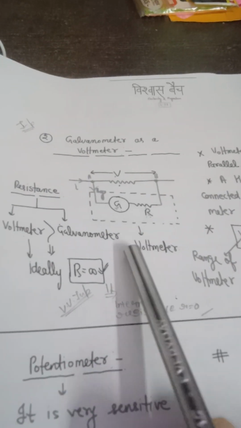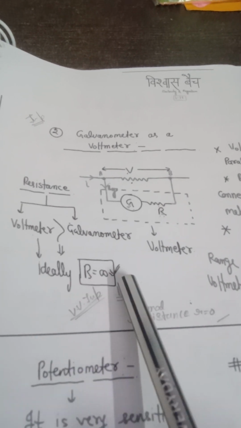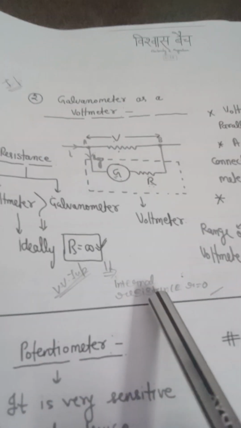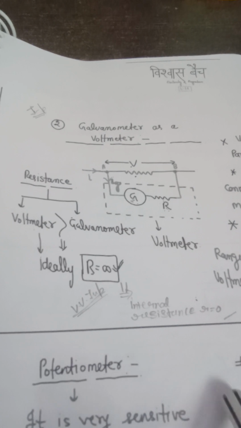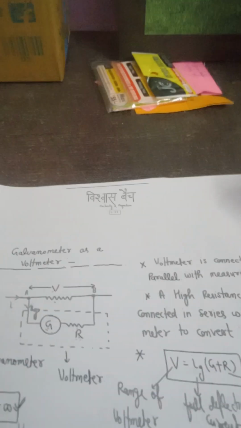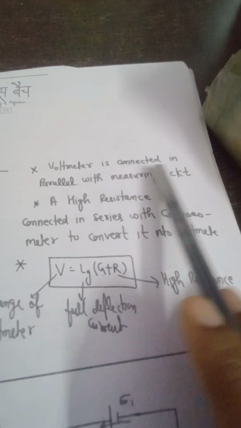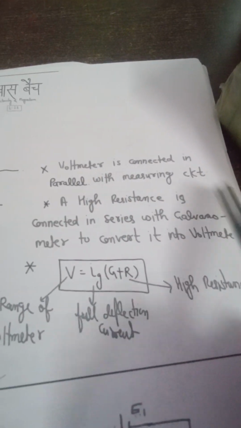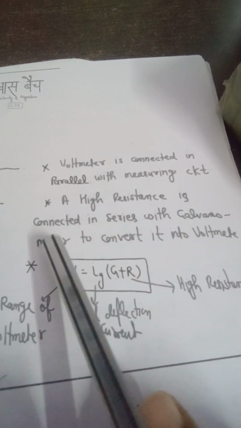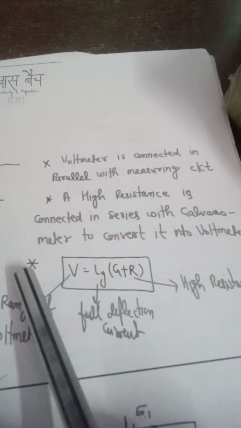Ideally R is infinity, but the internal resistance is 0. When a galvanometer is used as a voltmeter, we are studying that the voltmeter is connected in parallel with the measuring circuit. A high resistance is connected in series with the galvanometer to convert it into a voltmeter.